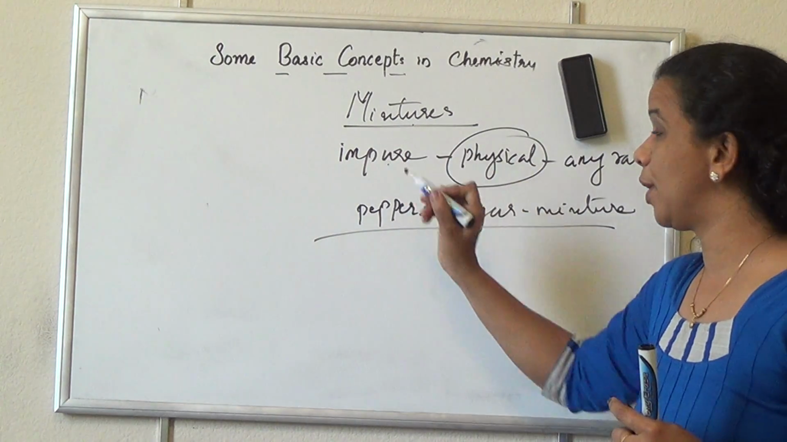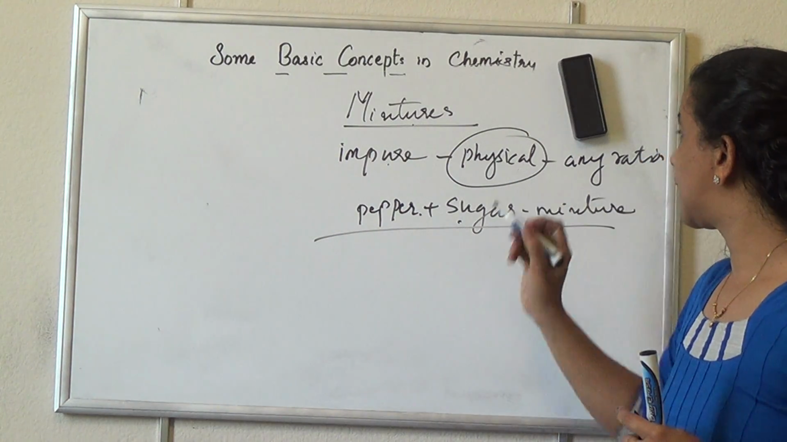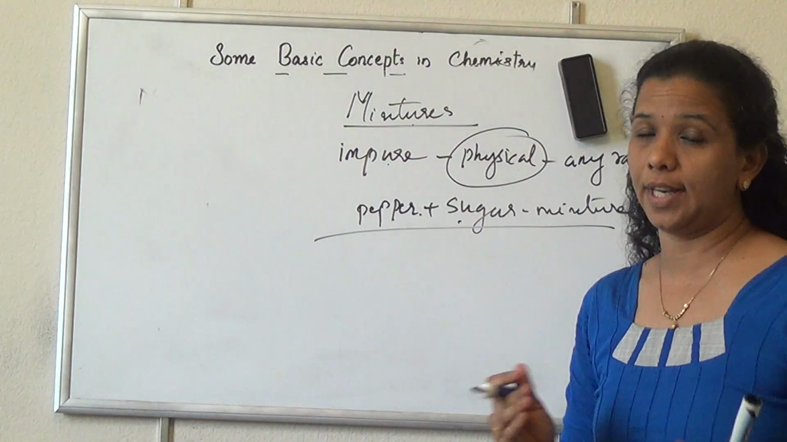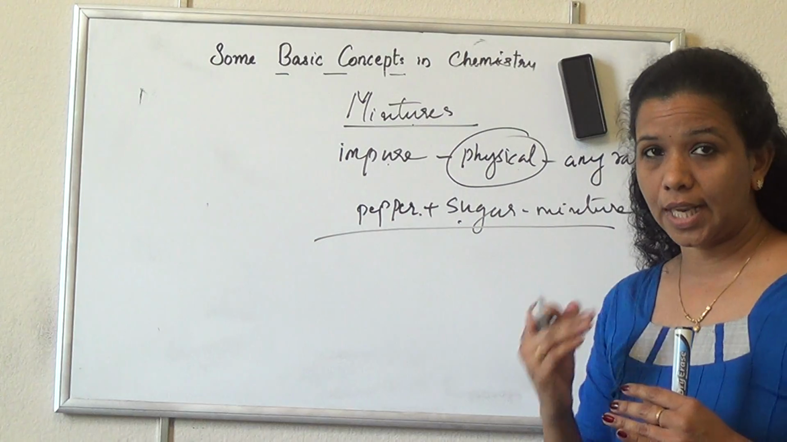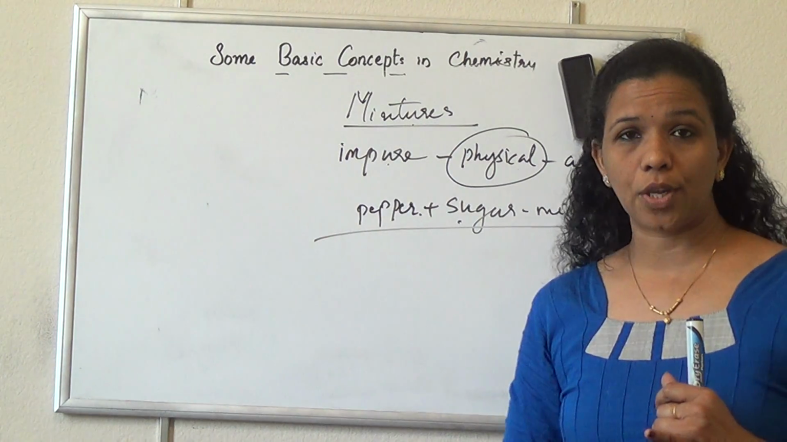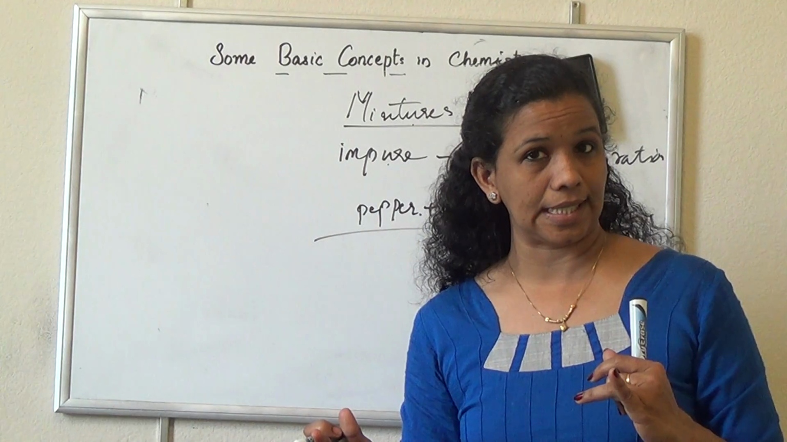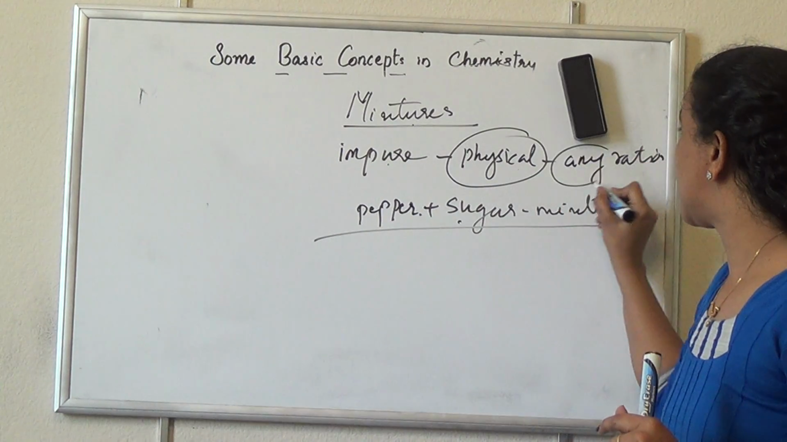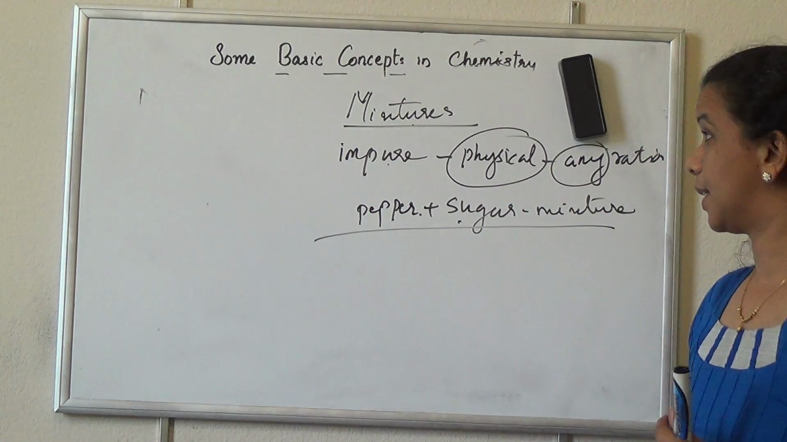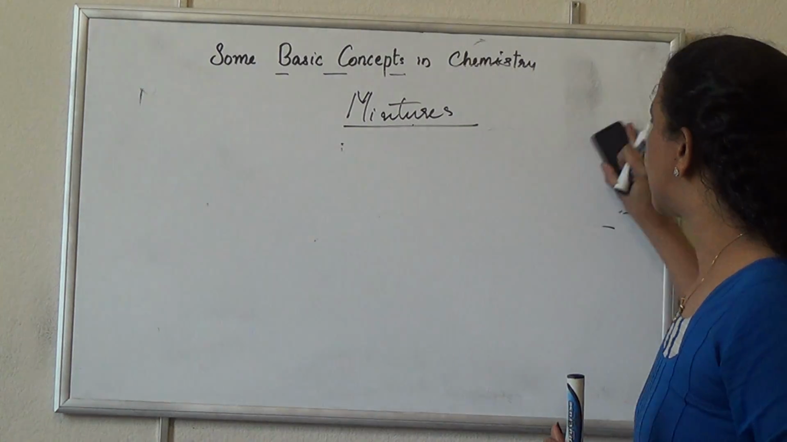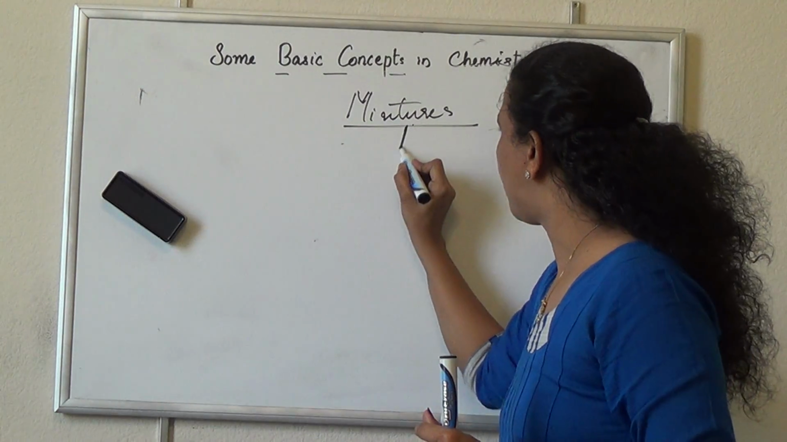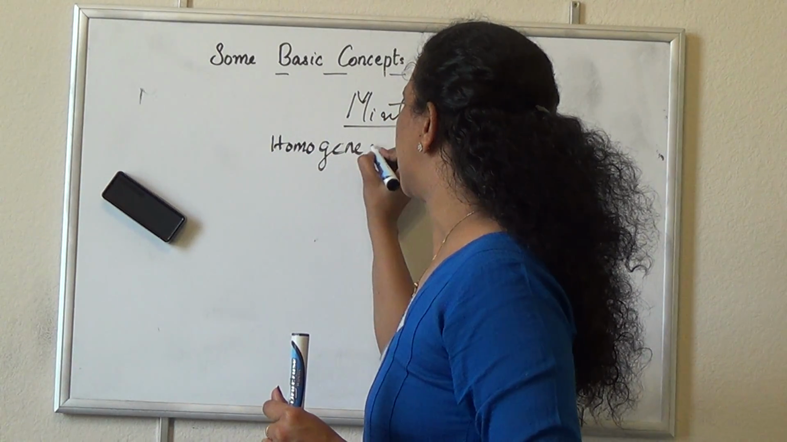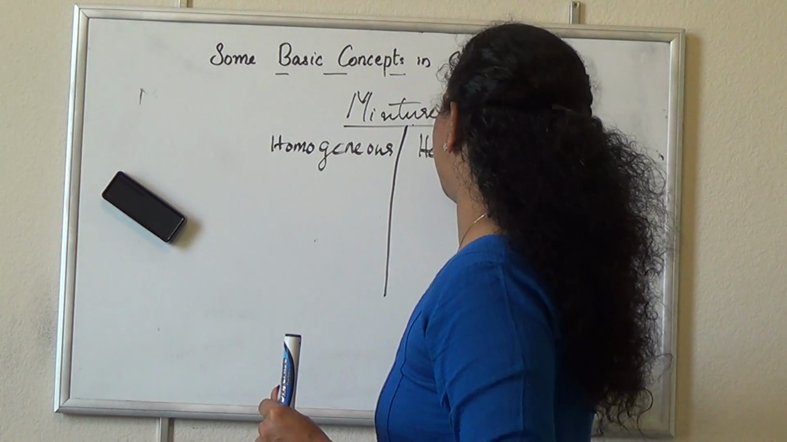So mixtures are impure substances formed by the physical combination of 2 or more substances, that may be an element or compound, anything, in any ratio. So it's an impure substance formed by the physical combination of 2 or more substances, that may be an element or compound, in any ratio. That is called mixtures. Then we can classify the mixtures into 2. There are 2 types of mixtures: homogeneous mixtures and heterogeneous mixtures.